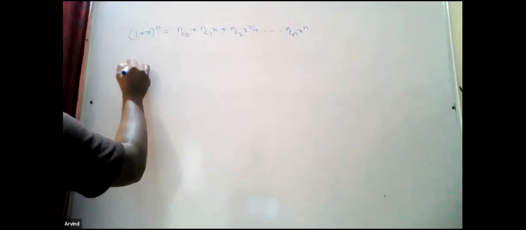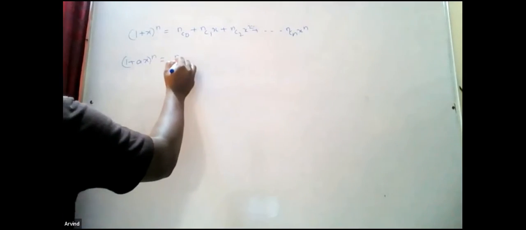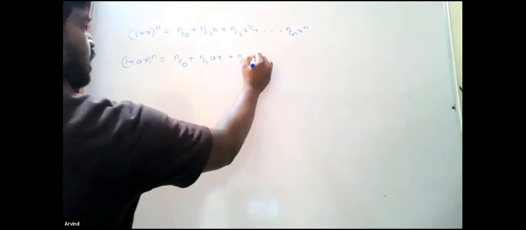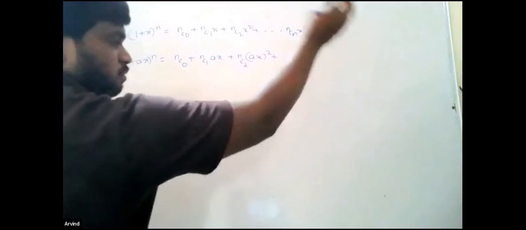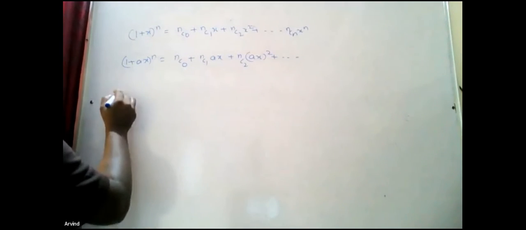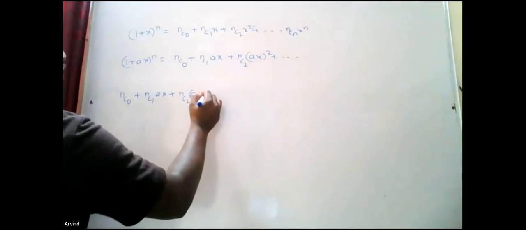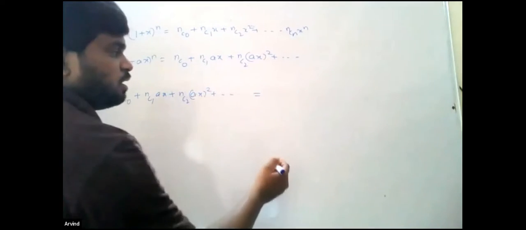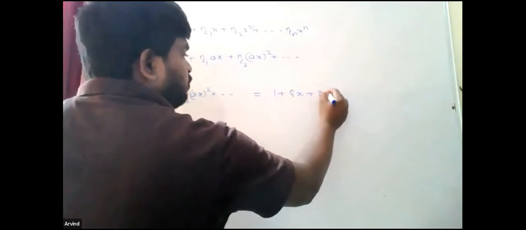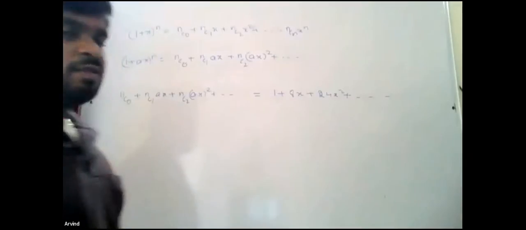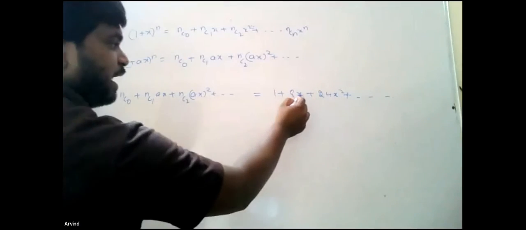Similarly, (1 + ax)^n will be nC0 + nC1 (ax) + nC2 (ax)^2 + and so on, the nth term comes, that's okay. It is equal to 1 + 8x + 24x^2. I expanded only up to x^2 because here also it is expanded only up to x^2, that's why plus one. So here we can compare the coefficients of x with x.